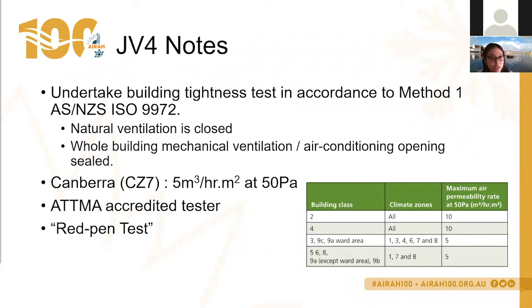In Canberra, the requirement that we need to meet is 5 cubic meters per hour per square meter at 50 pascals. They are using an ATMA accredited tester, so that's important. And they already plan to conduct a rate pan test, okay? Essentially, they are marking up all the areas where they want to ensure that it's airtight.